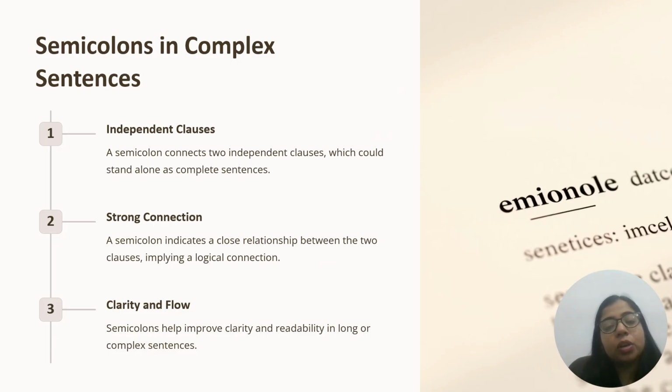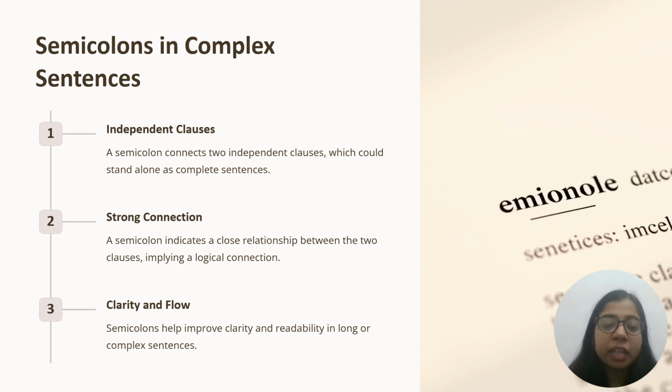Next is semicolon in complex sentences. Okay, so first comes independent clauses. A semicolon connects two independent clauses which could stand alone as complete sentences. Okay, which makes a sentence full of independent clauses a complex sentence.